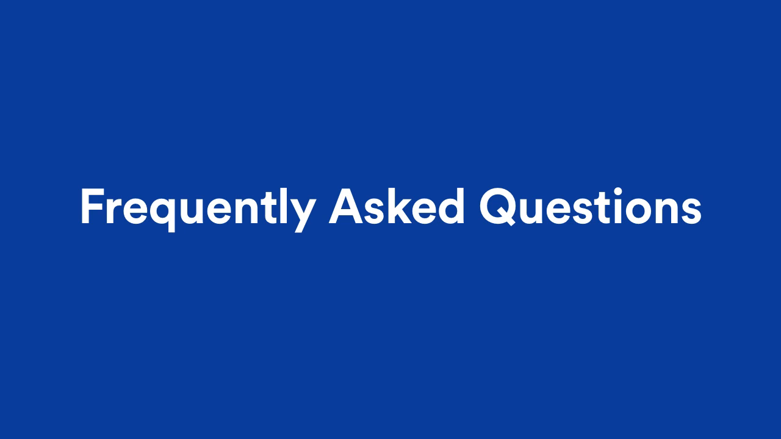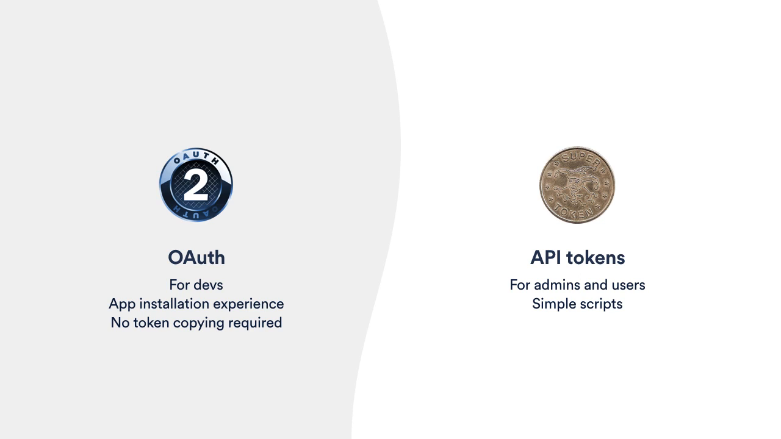So before finishing up, let me go over a couple of frequently asked questions I get around OAuth or API auth in general. Firstly, with OAuth being like the bee's knees for everything, like it covers all cases, why would we even use API tokens at all? And it comes down to different use cases here. So OAuth is really targeted for developers and apps, right? It gives you an application installation experience, all right? And as a result, you don't have to get users to copy and paste tokens from one place to another place. So that's really nice.